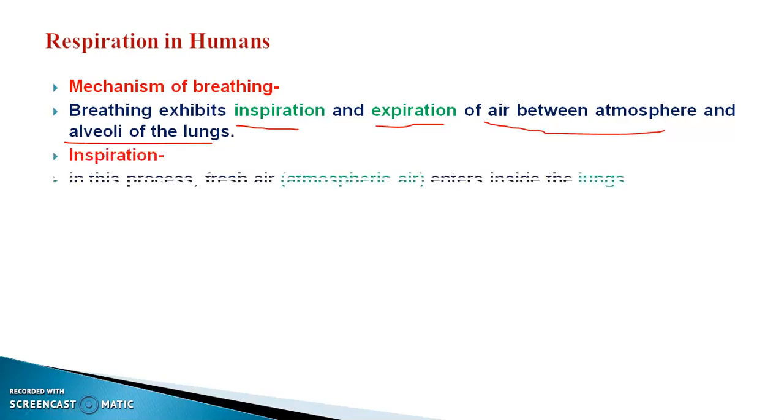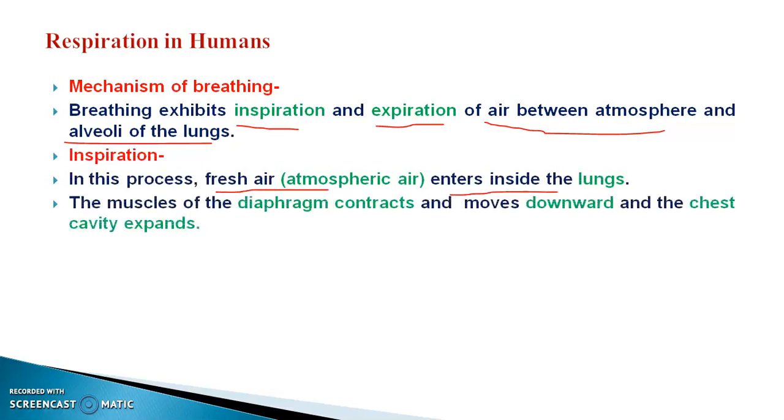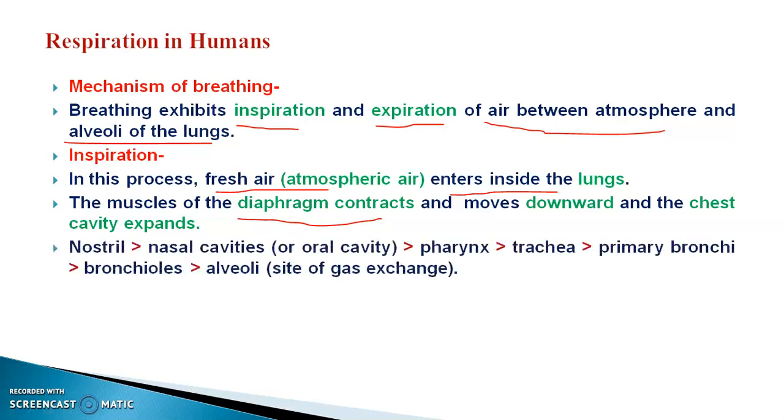And at the same time, during inspiration, the fresh atmospheric air, as I told you, enters inside the lung, and the muscles of the diaphragm contract, because when the air enters our lung, it expands, right? So the chest expands. At the expansion of the chest, the diaphragm automatically contracts. So this is the system. When the air enters our lung, the diaphragm automatically contracts downward, increasing the space inside the lung.